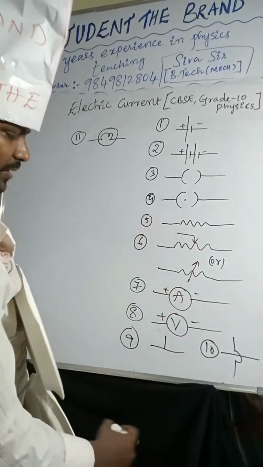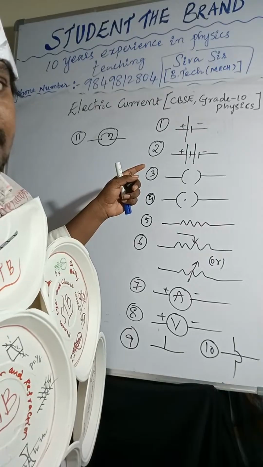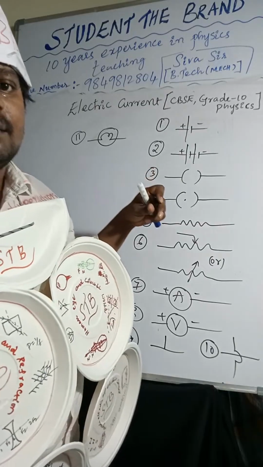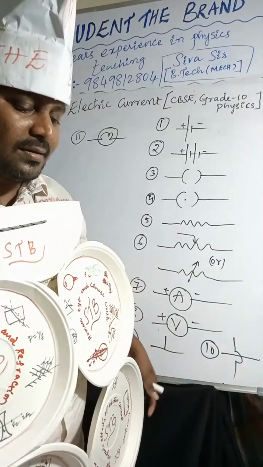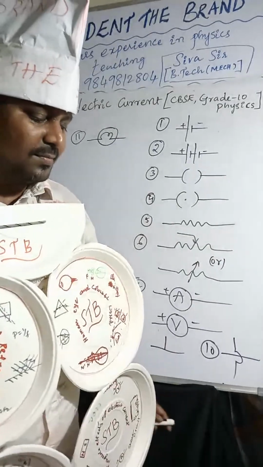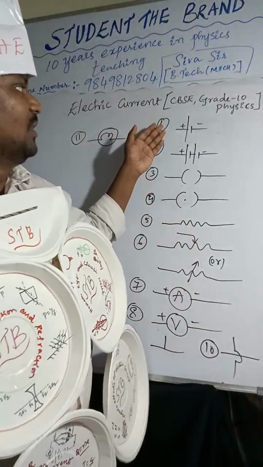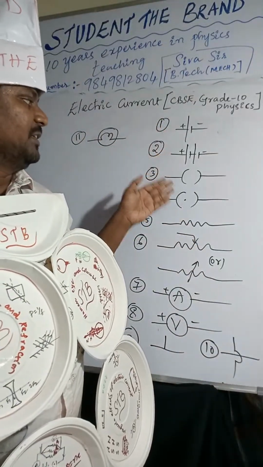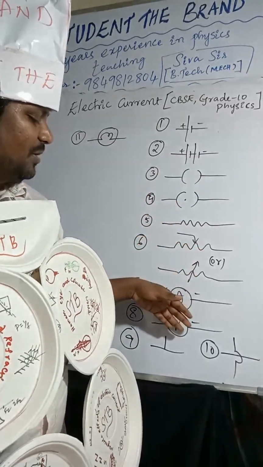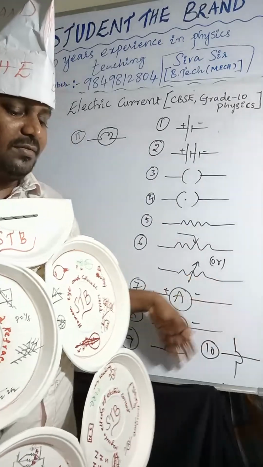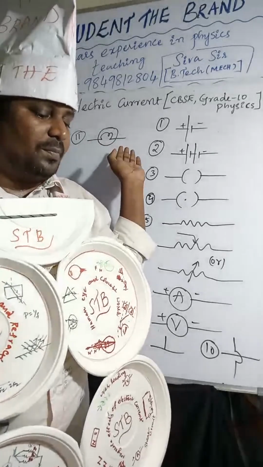So here you can see this is the cell. Here you can observe the cell, battery, open switch, closed switch, resistor, rheostat, ammeter, voltmeter, wire joining, wire crossing, and the bulb. Okay, so I hope it is very clear to you all.